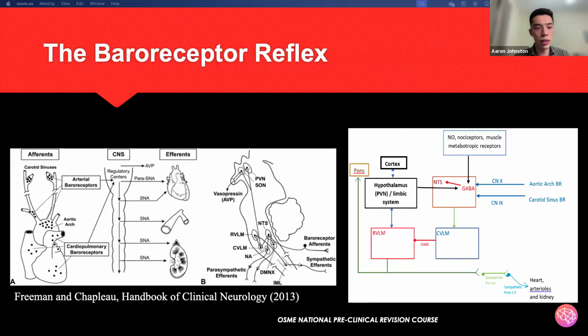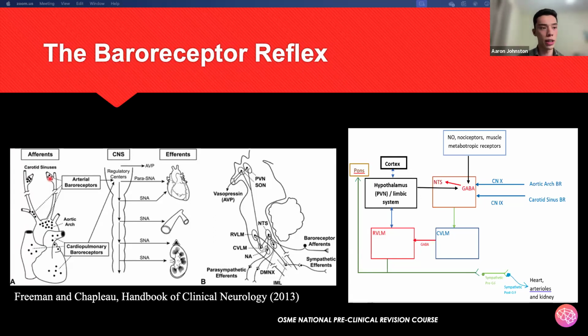This is just a reminder of the baroreceptor reflex. So again, you've got your arterial baroreceptors located in the aortic arch, as well as the carotid sinuses. Remember, the ones from the aortic arch are coming from cranial nerve 10, the vagus nerve. For the carotid sinus, the afferent signals are being transmitted by cranial nerve 9, or the glossopharyngeal nerve. And these are sent to what we call the nucleus tractus solitarius, or the NTS, within the brainstem. This would ordinarily, tonically, or basally inhibit output from the ventral lateral medulla, VLM.